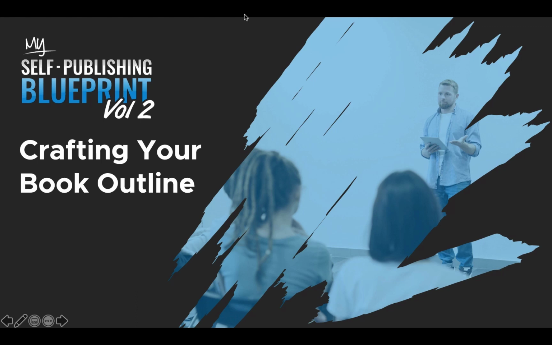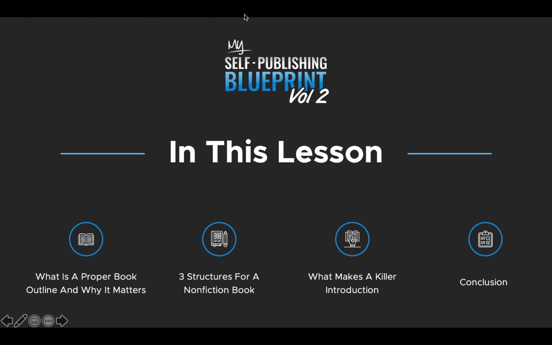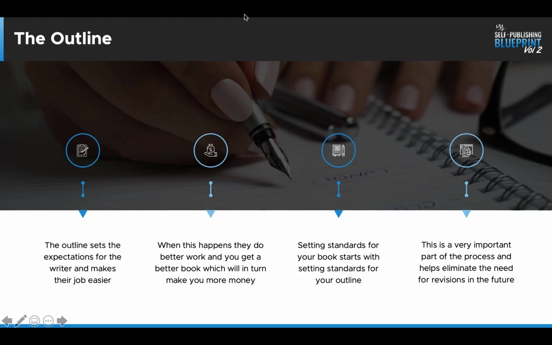All right, this lesson's all about crafting your book outline. So we're going to talk about what is a proper book outline, why it matters, show you the 3 different structures for a nonfiction book. So these are the 3 different layouts, essentially, that you can have your book created in. What makes a killer introduction, and we're going to follow it up with how to draw a proper conclusion for your readers as well.